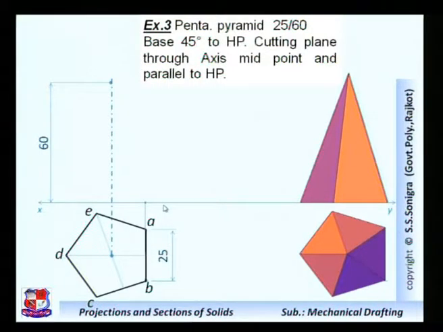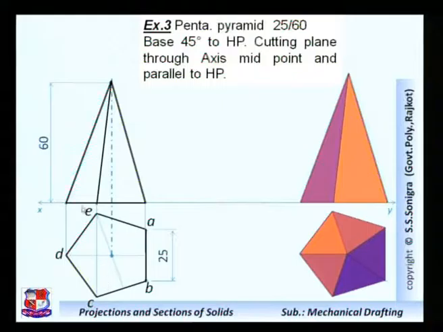Then from A and B draw projection line. From C and E draw projection line. From D draw a projection line, and join all these points with the apex point. So this is the front view, and this OE and OC would be visible. So that is to be represented by full line like this. So this is the front view and top view of first step as shown over here.